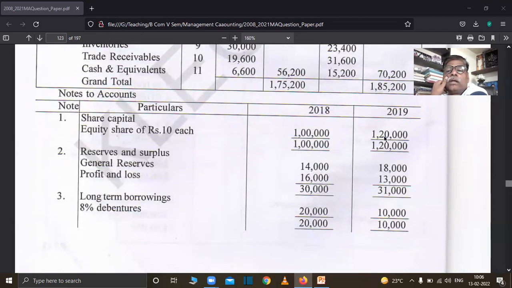Equity share increased by 20,000. This is called as issue of shares. Issue of share is a source.